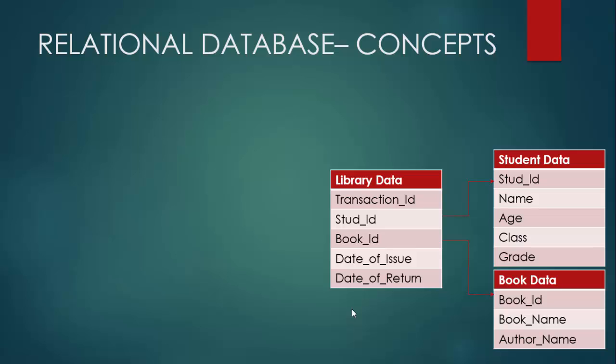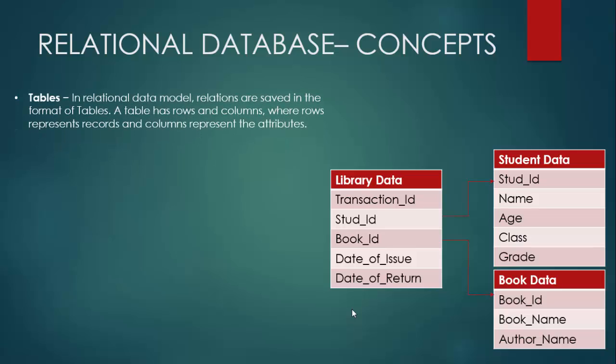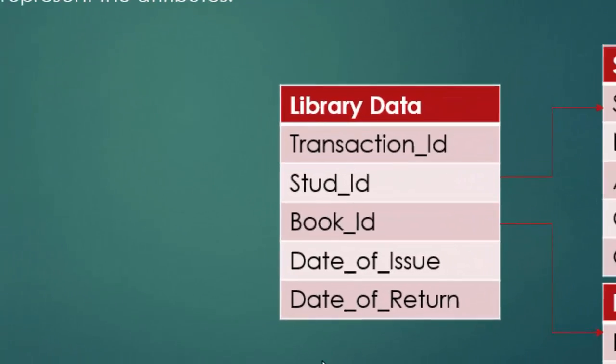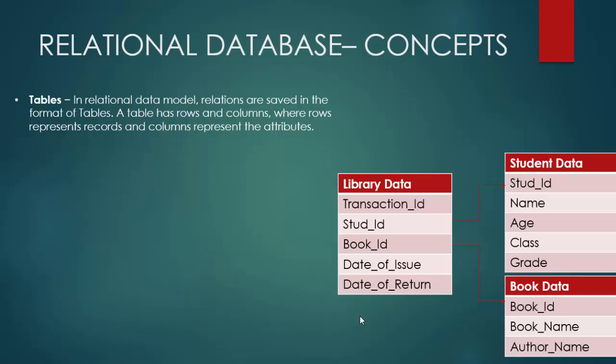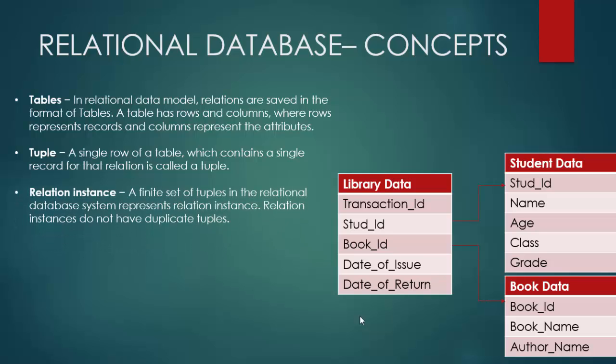There are a few concepts that need to be looked into before we move ahead. A table in a relational data model has rows and columns, where rows represent the records and columns represent the attributes. A single row of a table, which constitutes a single record for that relation, is called a tuple. A finite set of tuples in the relational database represents a relation instance.